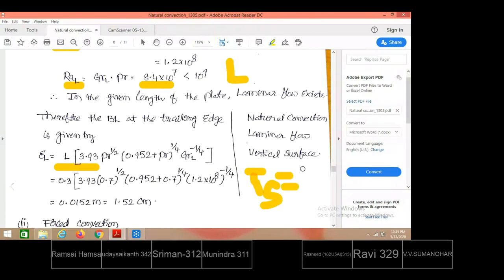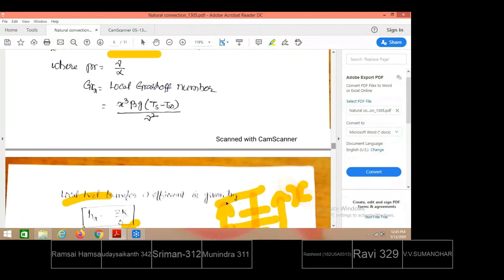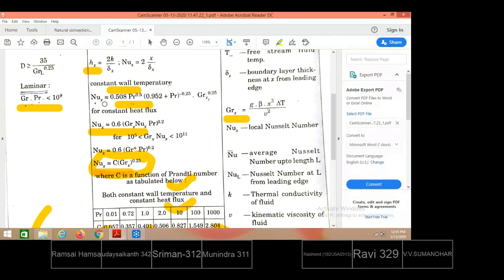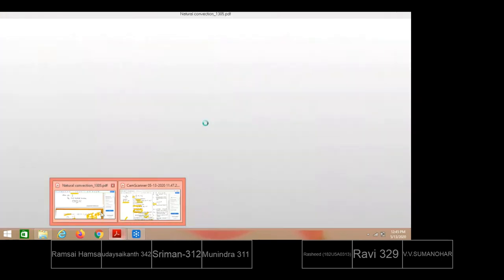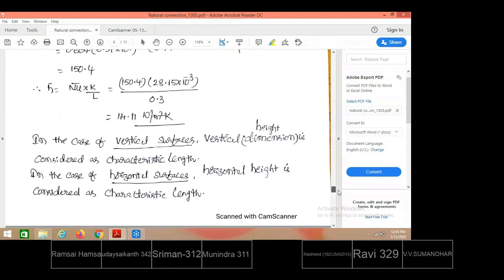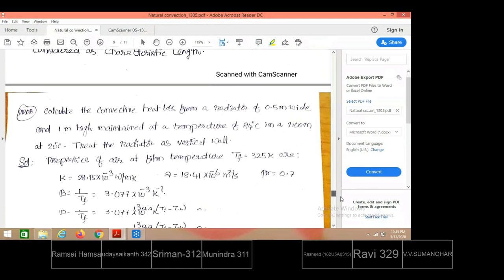Satisfying all these conditions, what is the boundary layer thickness? That is taken directly from the data book. Just now I have shown you, this is the relation I have used. Using that relation, I have got the boundary layer thickness.